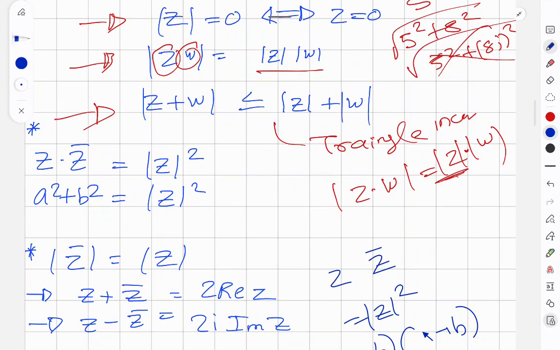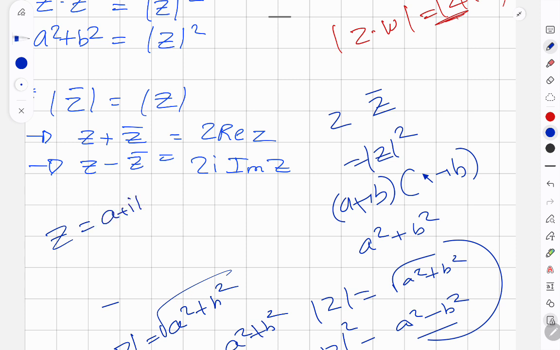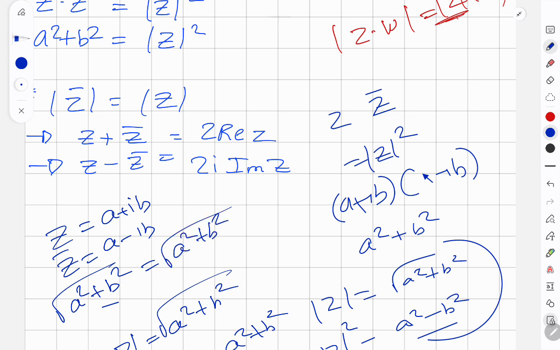And one more thing, if you have a complex number and you take the conjugate, the modulus is the same as the complex number's modulus. For example, if z equals a plus ib and z conjugate is a minus ib, the modulus of z is the square root of a square plus b square, and the modulus of z conjugate is also the square root of a square plus b square. It doesn't matter the sign, because the negative sign doesn't count.